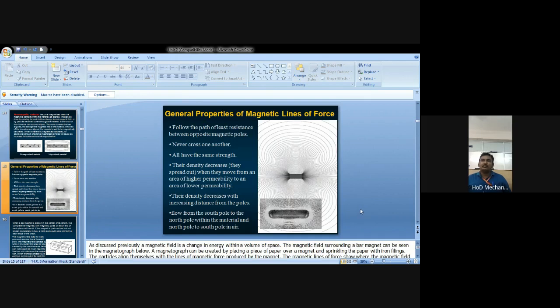Here we go to see the general properties of magnetic lines of force. The picture shows the defect or flaws in the magnetic field.